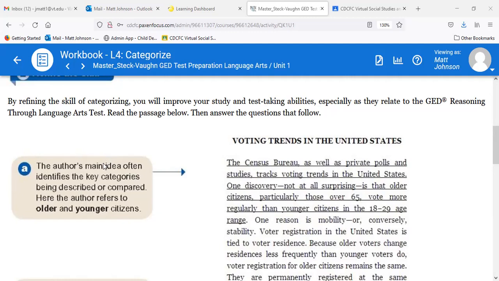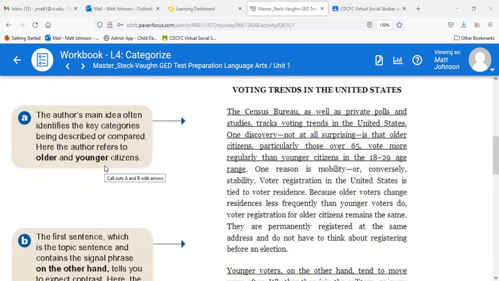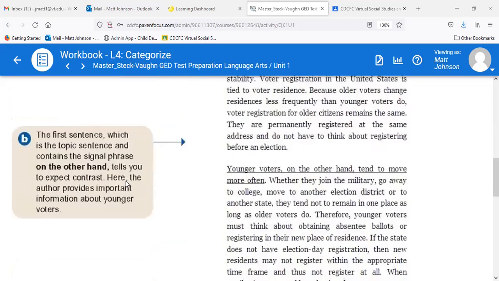One reason is mobility, or conversely, stability. Voter registration in the United States is tied to voter residence because older voters change residence less frequently than younger voters do. Voter registration for older citizens remains the same. They are permanently registered at the same address and do not have to think about registering before an election. Younger voters, on the other hand, tend to move more often. Whether they join the military, go away to college, move to another election district, or to another state, they tend not to remain in one place as long as older voters do.